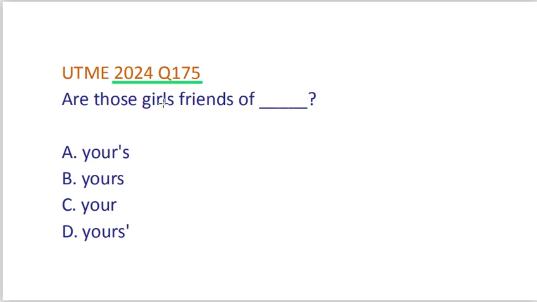Are those girls friends of Dash? A, yours, Y-O-U-R apostrophe S. B, yours, Y-O-U-R-S. C, your, Y-O-U-R. D, yours, Y-O-U-R-S apostrophe. In this case, too, we are looking for the possessive form of your, and that is yours. Option B.